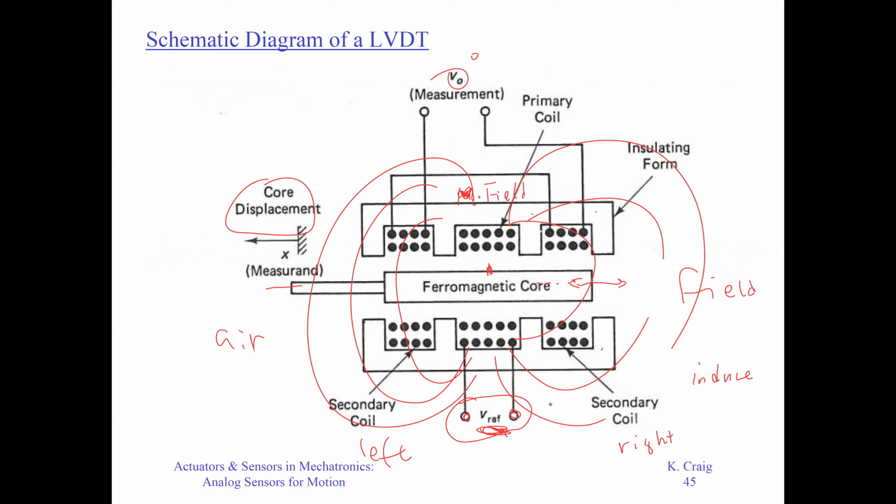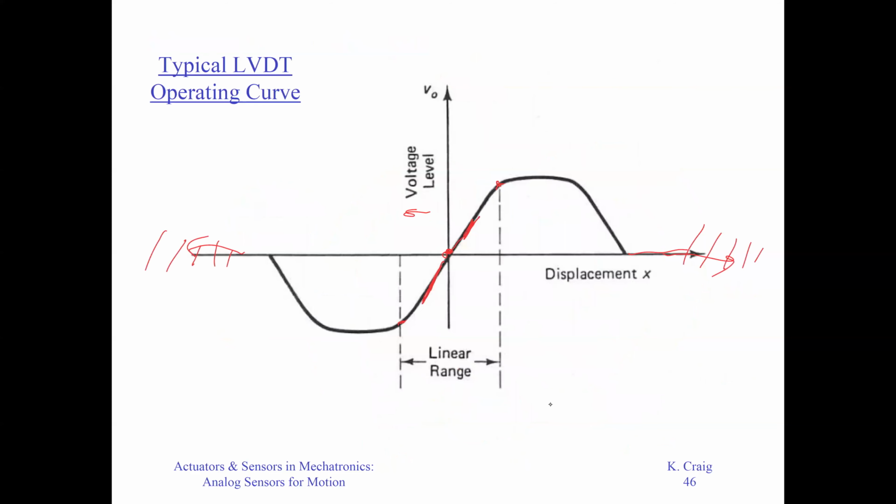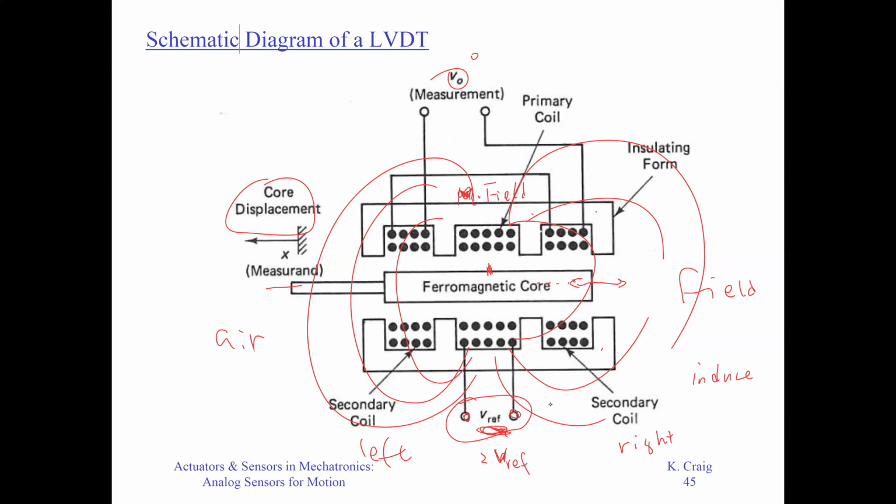I have a question for you. What if you have 2 times Vref? I double the voltage in here, what am I going to get? I'm going to have a doubled voltage in here as well, but the linearity range is the same. But if the Vref is too big, the magnetic field strength will saturate.